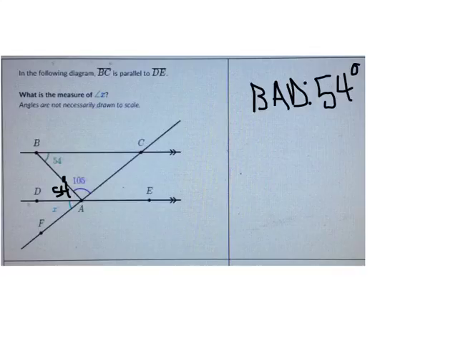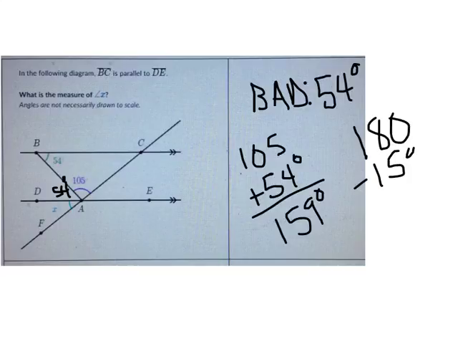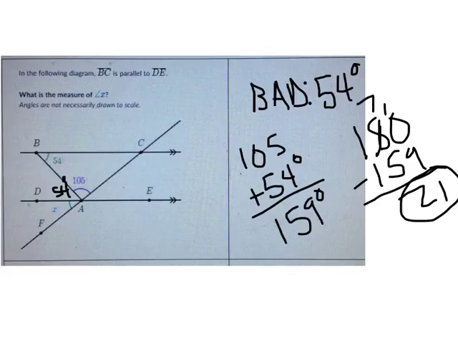Now I can see that X, 54 degrees, and 105 degrees are on a straight line. So I can solve by adding them up and subtracting from 180. What's 105 plus 54 degrees? It's 159 degrees. Now I can subtract 180 minus 159 to find X. What's 180 minus 159? Well, it's 21 degrees. X is 21 degrees.